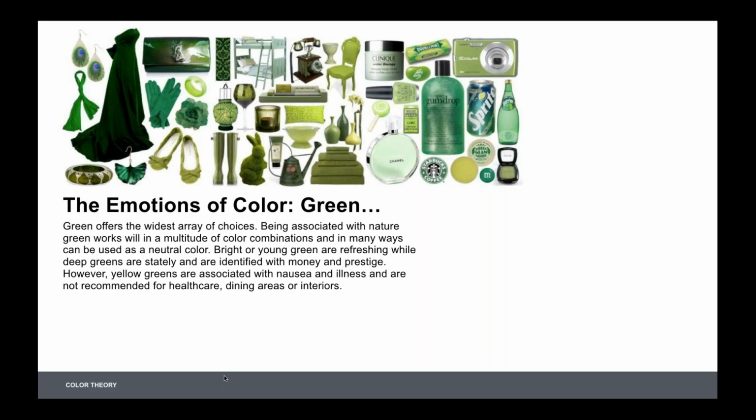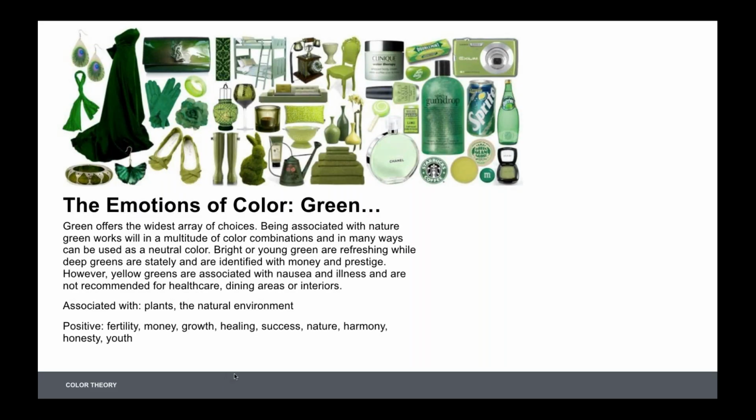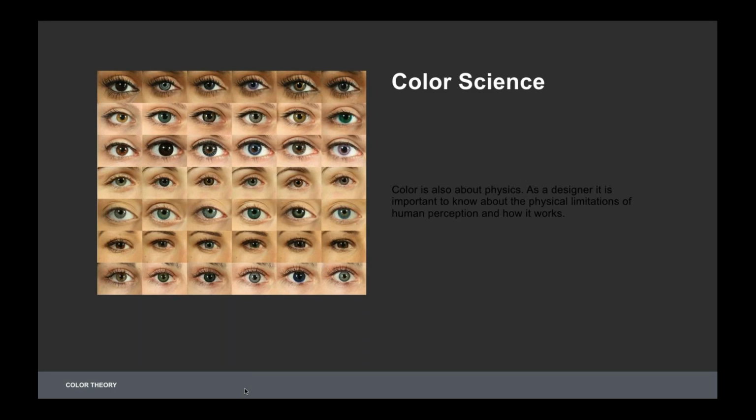So the lesson is every color is what you make of it. You can push it one way or another. It can mean certain things in one context and something completely different in another context. So, as a designer, our goal is to master that and make colors work for us. Color is also about physics, and you should understand a little bit about how it works from a physical standpoint to get a better idea of how to manage it.